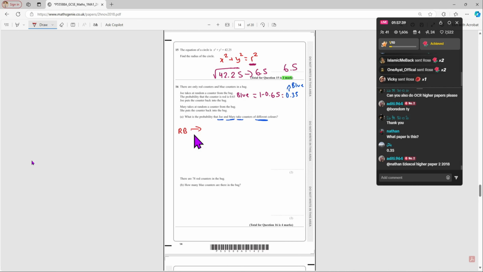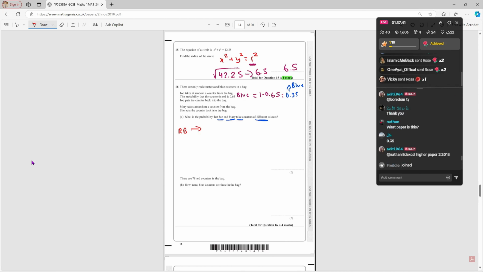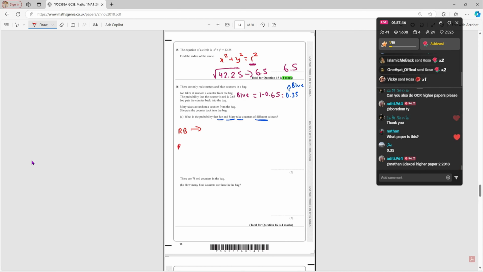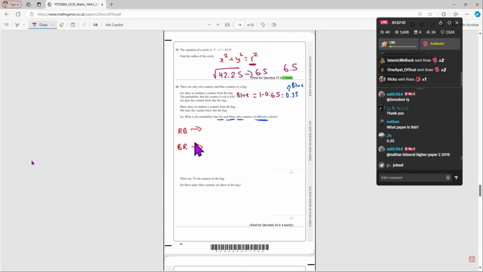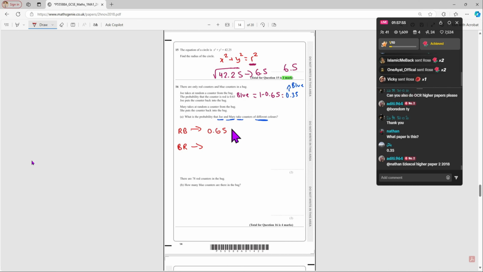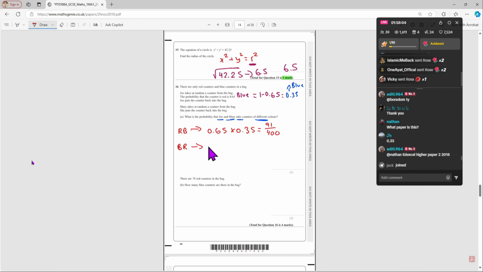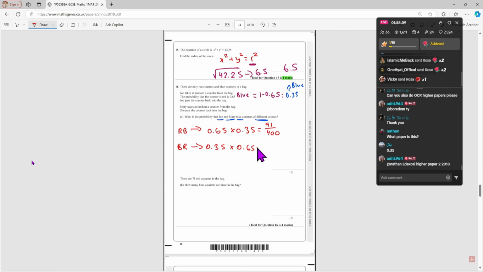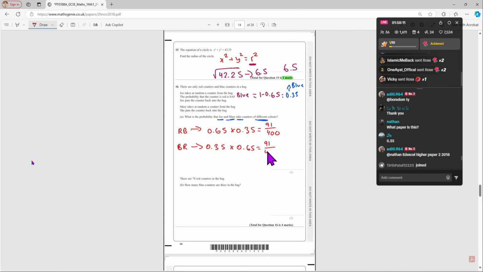So, actually, they only take 1 counter. So it's going to either be red and blue, or it's going to be blue and red, okay? So the probability of getting a red counter first is going to be 0.65 times the blue counter, which is 0.35. You will get a probability of 91 over 400. And then the probability of a blue counter first, which is 0.35 times 0.65, will give you 91 over 400 again.